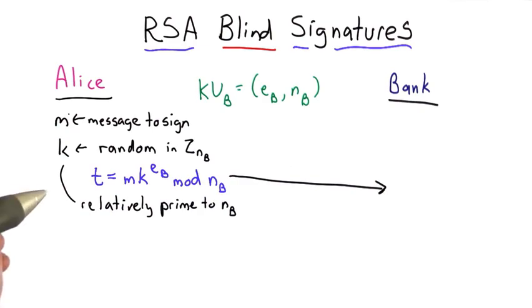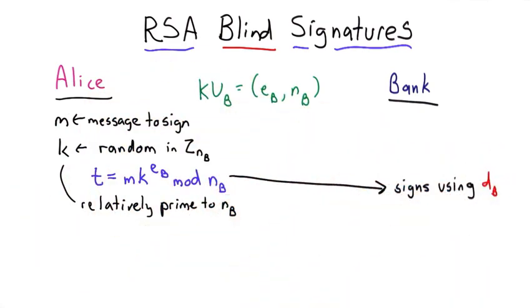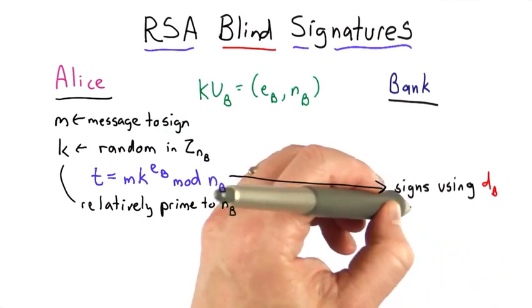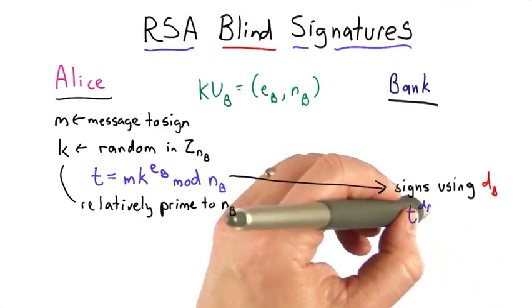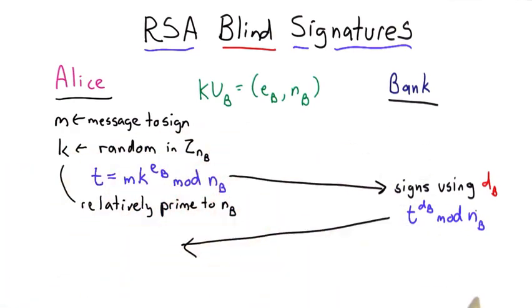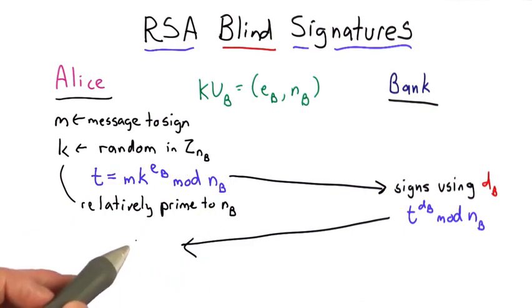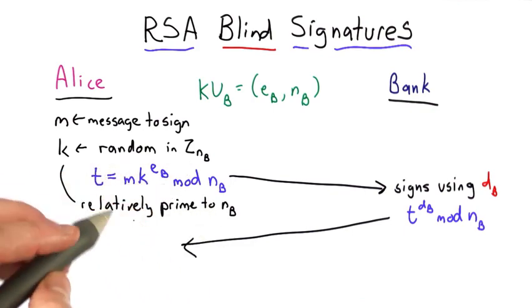leaking any information. And the bank will sign that message using its private key, its private exponent dB. That produces the value T to the dB power, mod N, which the bank sends back to Alice. So as far as the bank is concerned, it just signed a random value, and it sent that back to Alice. Is there anything Alice can do with this that's useful?